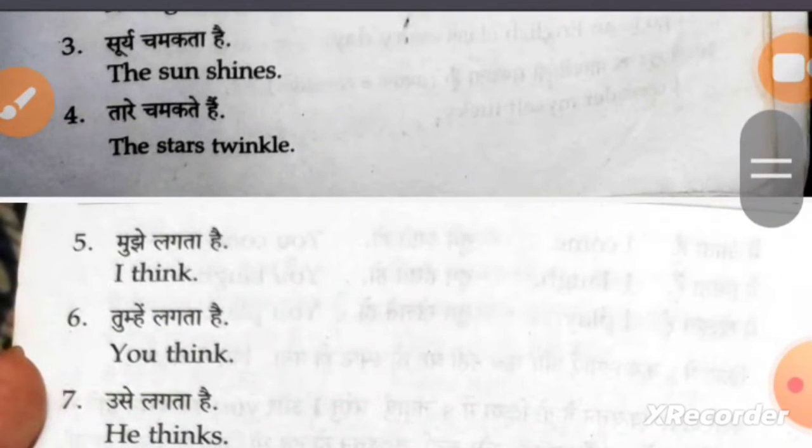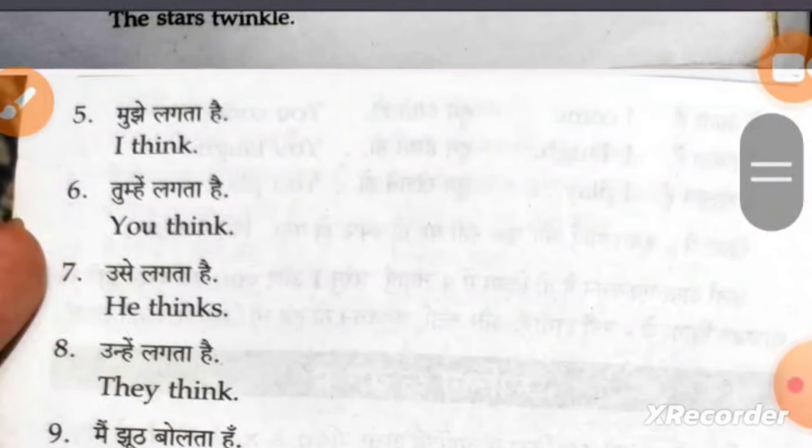Let's come to the future continuous. This describes actions that will be happening at a specific moment in the future. For instance, I will be teaching English at this time tomorrow. I will be going to my hometown at this time tomorrow. Fine.